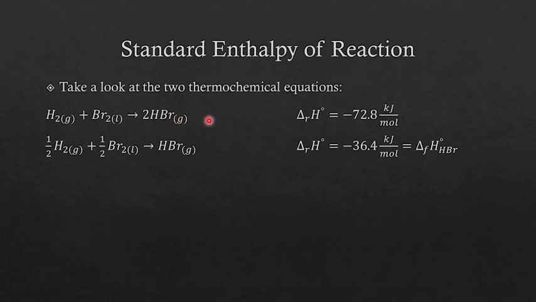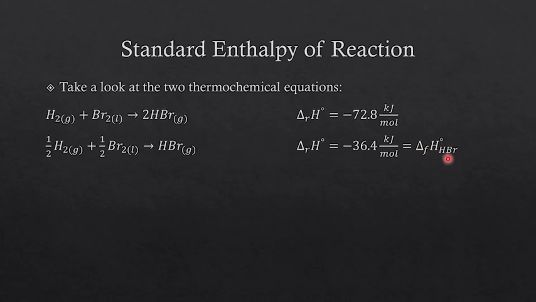How do we convert it to 1? We simply divide both sides of the equation by the coefficient 2. We have the following equation: 1/2 hydrogen gas plus 1/2 bromine liquid yields HBr gas. And if we divide the equation by 2, our enthalpy of reaction will also be divided by 2. Therefore, we now have a standard molar enthalpy of formation reaction because it satisfies our three criteria. And the enthalpy of reaction for this standard molar enthalpy of formation reaction is also equal to the standard enthalpy of formation of the product, which is HBr.